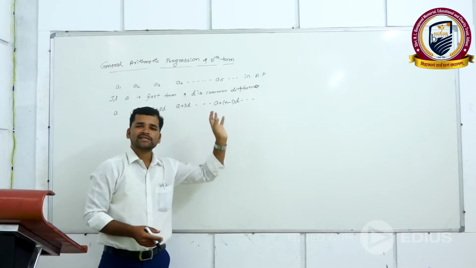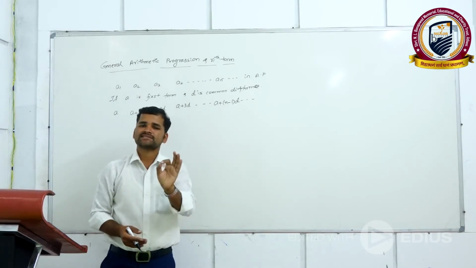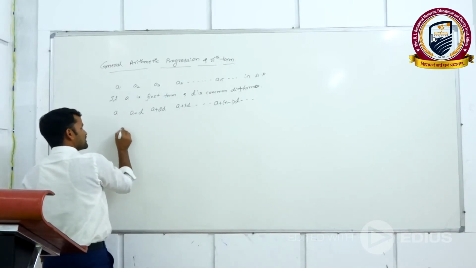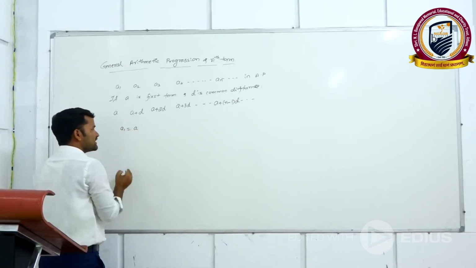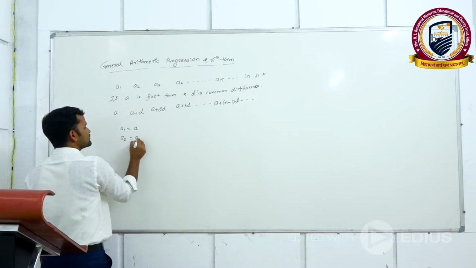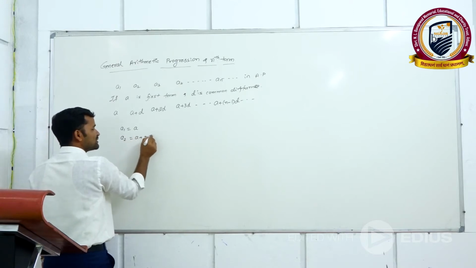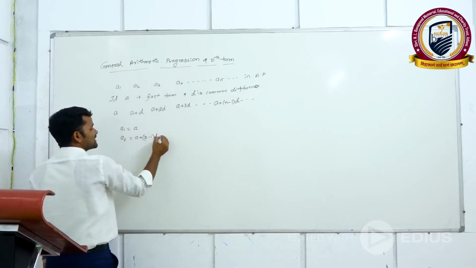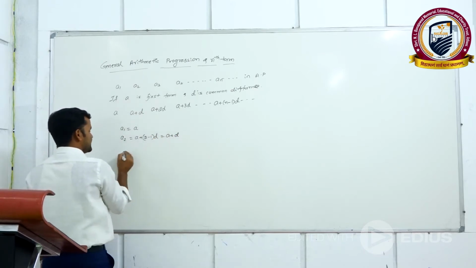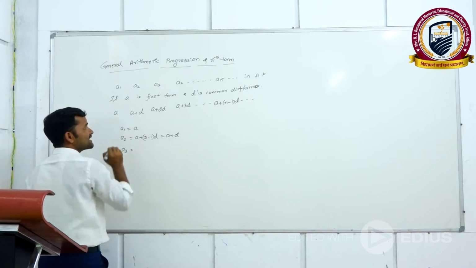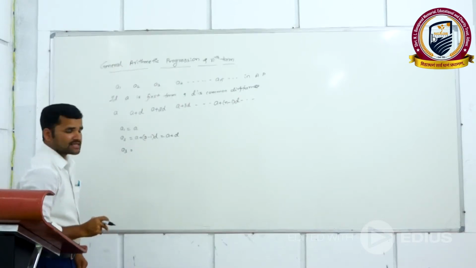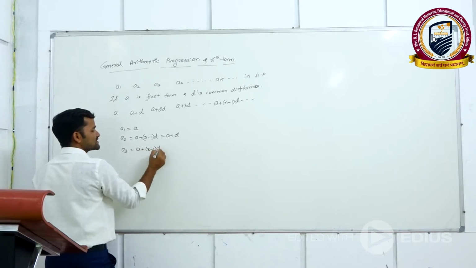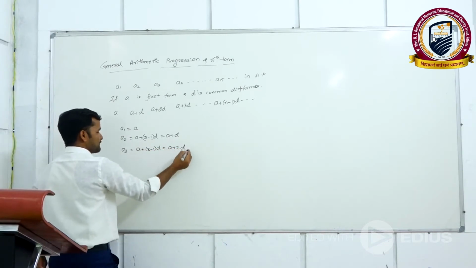Kth term is nothing but a plus k minus 1 into d. Fine. So first term a1 is equal to a here. a2 is equal to a plus 2 minus 1 into d, that is a plus d. Next, a3. What is that? a plus 2d is there. a plus 2d in the sense, that is nothing but a plus 3 minus 1 into d, that is a plus 2d.